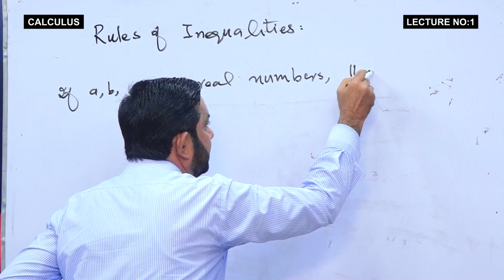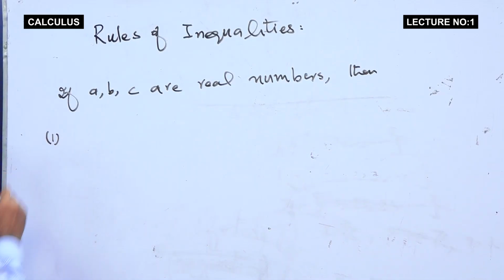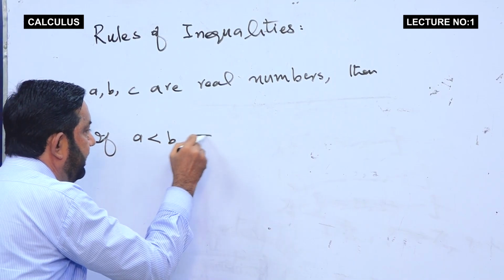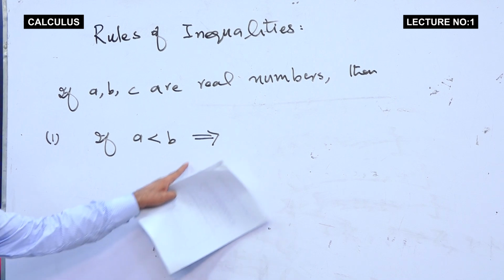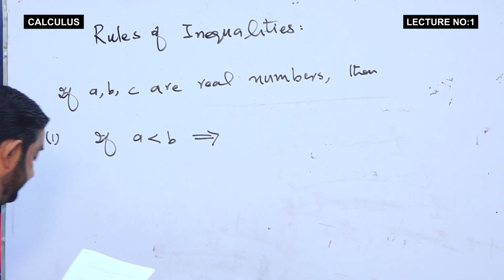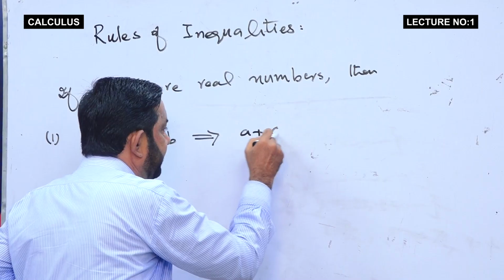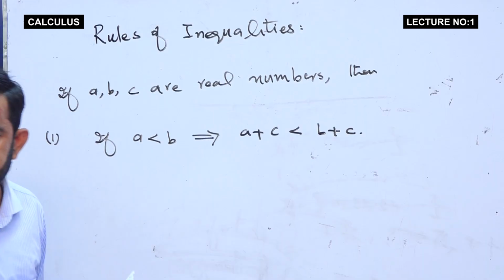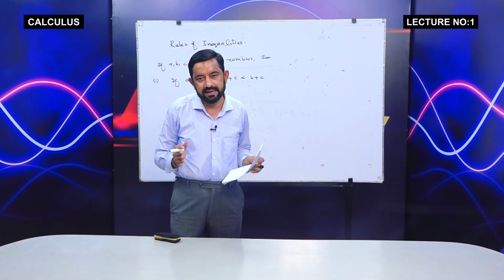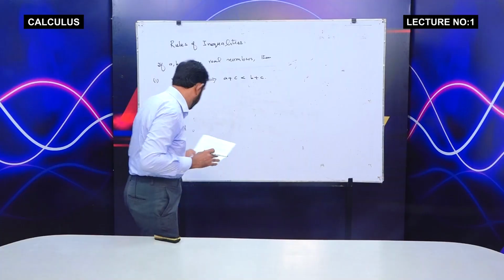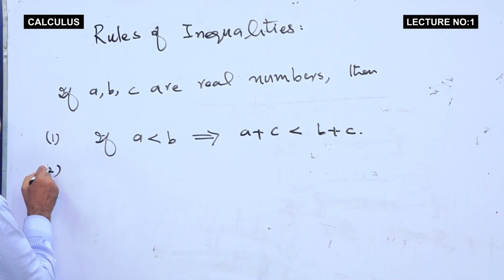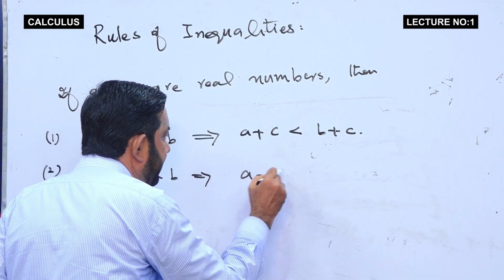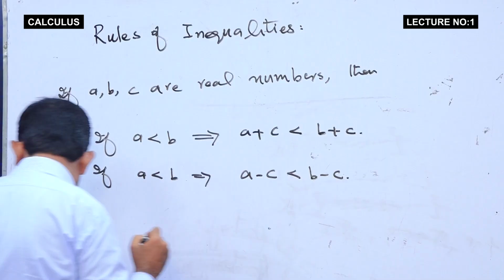then the first thing is, if a is less than b, this implies that, so this symbol means implies that, a plus c is less than b plus c, where c is any real number. If we add the real number c on both sides, then the inequality remains unchanged. And if a is less than b, then this must imply that a minus c is less than b minus c.